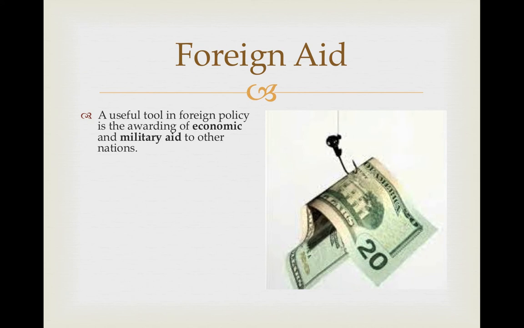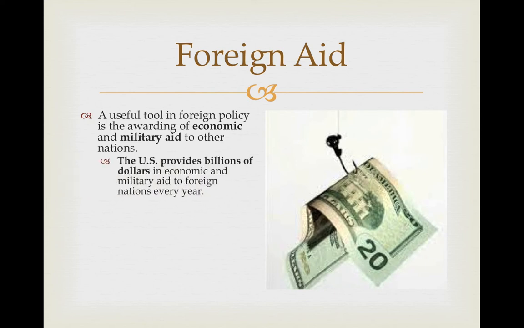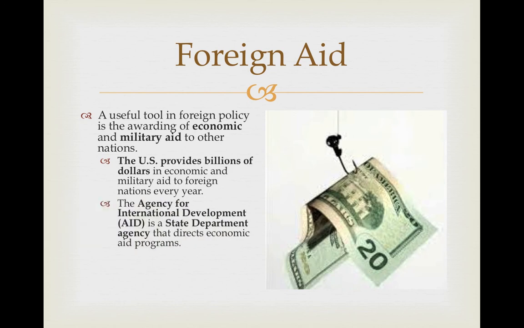So it is a useful tool in foreign policy when you award economic or military aid to other nations. And the U.S. provides billions of dollars in economic and military aid to foreign nations every year, and this helps us accomplish many of our aims without actually using the threat of force or troops or anything like that. The Agency for International Development, or AID, is a State Department agency that directs economic aid programs. And loans, technical assistance, and other resources are provided.